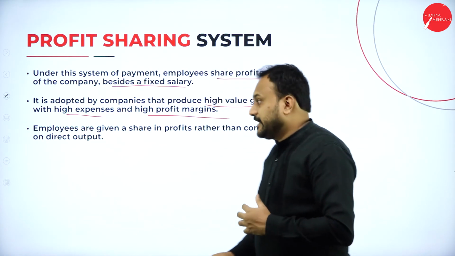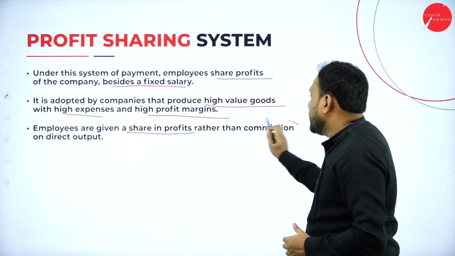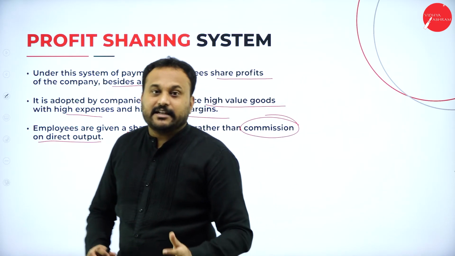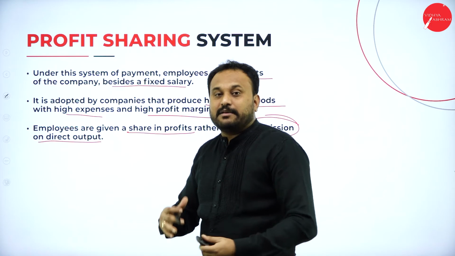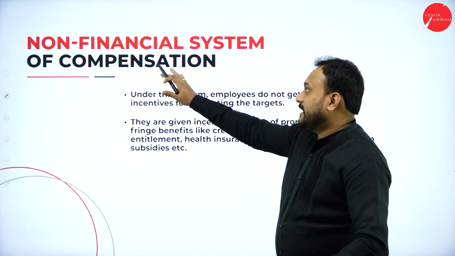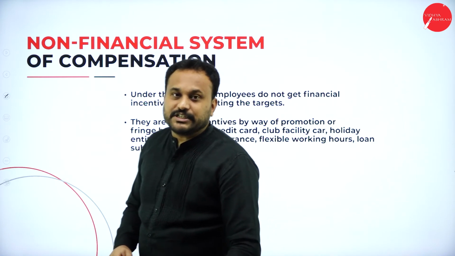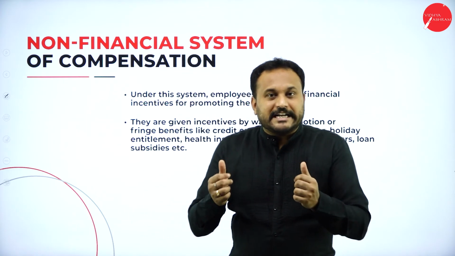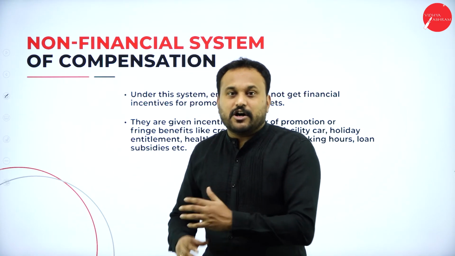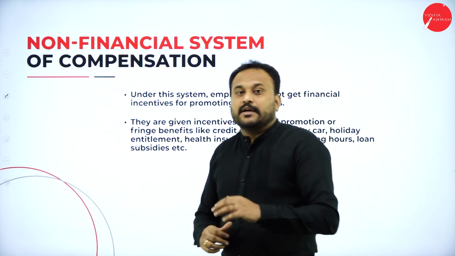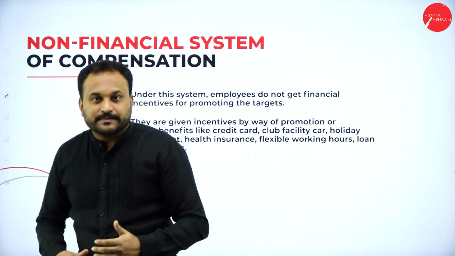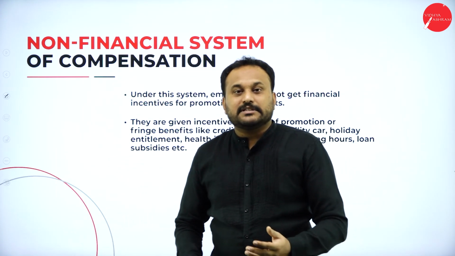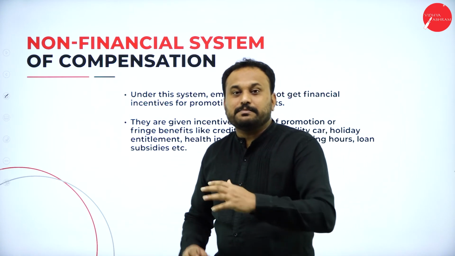Next one is, employees are given a share in profits rather than commission on direct output. So it's not just a small commission which they get, the bulk profit is shared among the employees. And the last one we have is non-financial system of compensation. Now this is also one of the methods of wage system. Here what happens is, monetary you will not get, but non-monetary or money's worth you will actually get. For example, the company is giving you credit cards. The company is sending you for a holiday. The company is paying your phone bills. Directly they are not giving you money, but they are giving you money's worth.